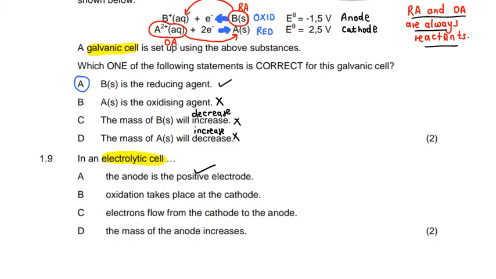Oxidation takes place at the cathode. No, it does not. Oxidation always takes place at the anode. Okay. Electrons flow from the cathode to the anode. No, they do not. Electrons flow from the anode to the cathode. The mass of the anode increases. No, it does not. Okay. The mass of the anode decreases.